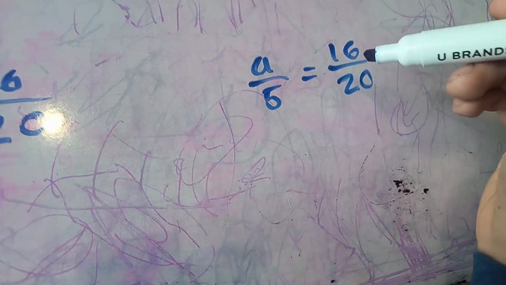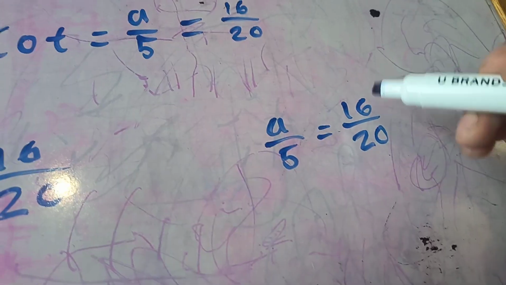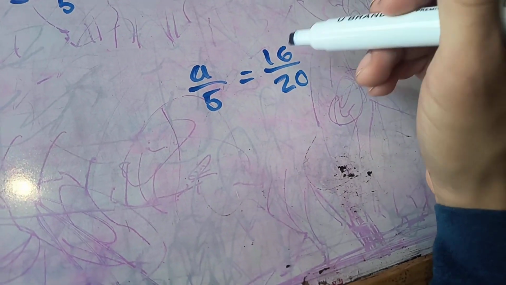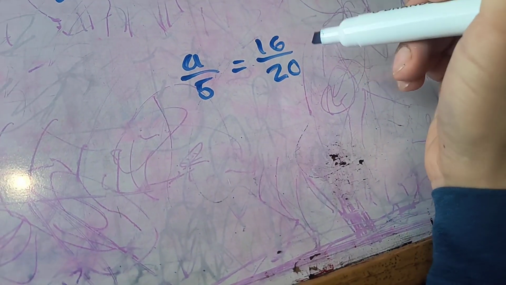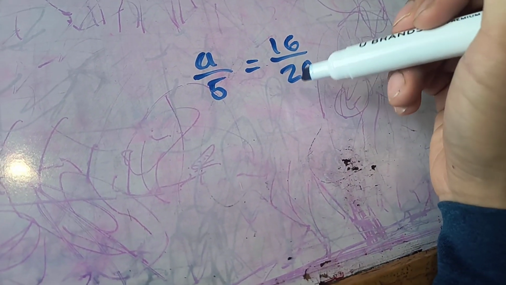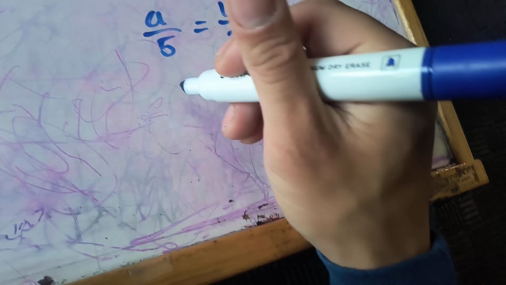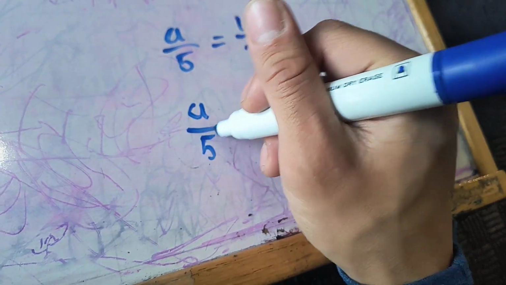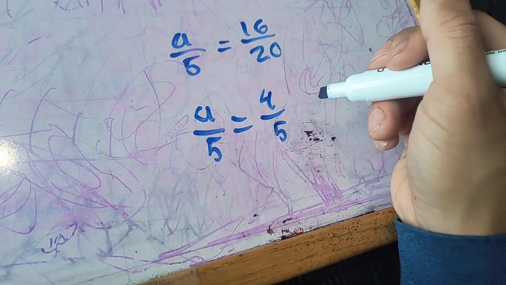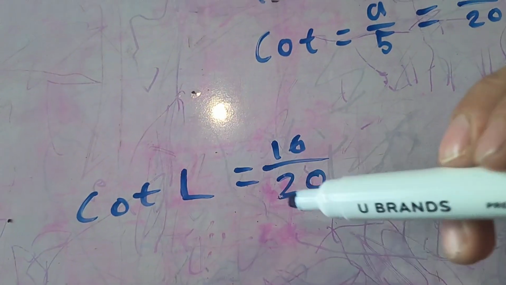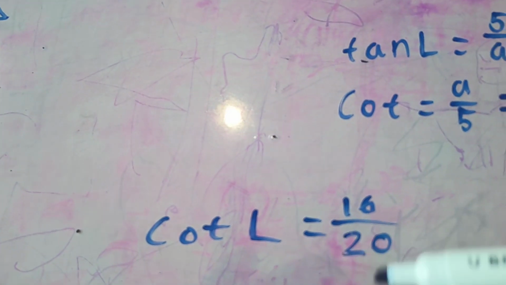Now, we can simplify this by dividing both by 4. 16 divided by 4 is 4, 20 divided by 4 is 5. So then this becomes A over 5 is equal to 4 over 5. Now I gave you this because I realized that you wouldn't be able to solve it unless I gave you this.